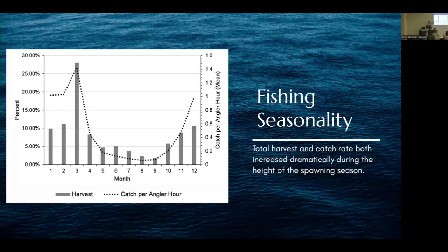The dotted line there is angler catch rate, so catch per angler hour. And again, you'll see that really peaks during the spawning season in March. So not only are people harvesting more then, but they're more efficient in doing it. They're spending less time on the water to catch more sheepshead during that time.